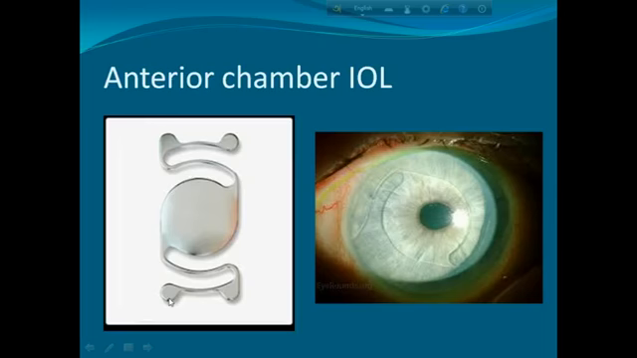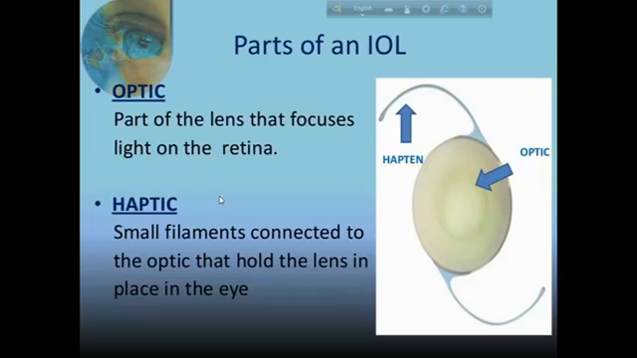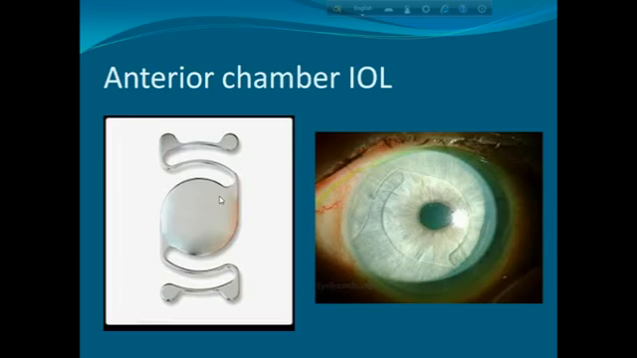So when implanted in the anterior chamber, there is a chance of friction or rubbing on the iris and cornea. So this is a special design. Why this design? If you implant a plain IOL, there may be dropout of the IOL. So this design helps prevent dropout of the IOL. Dropout means it goes into the vitreous.